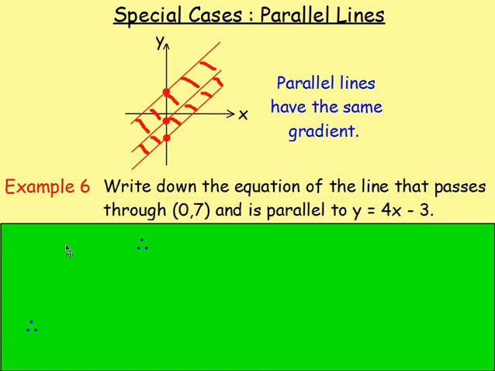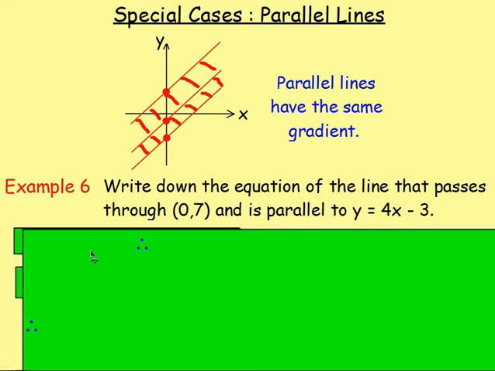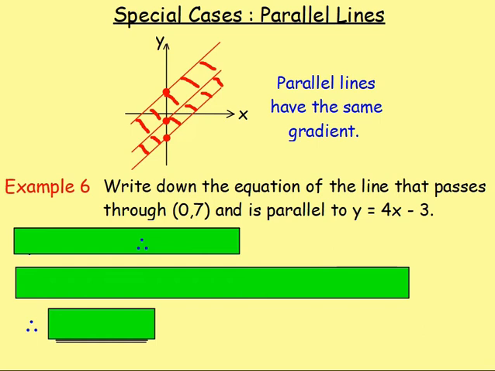So example 6, write down the equation of the line that passes through the point 0,7 and is parallel to the line y equals 4x take away 3. So the first thing we need to know is if we're wanting to write down the equation of a line that passes through that point and is parallel to that, you know the equation is going to always be of the form y equals mx plus c. Remember, that's the general equation of your straight line.